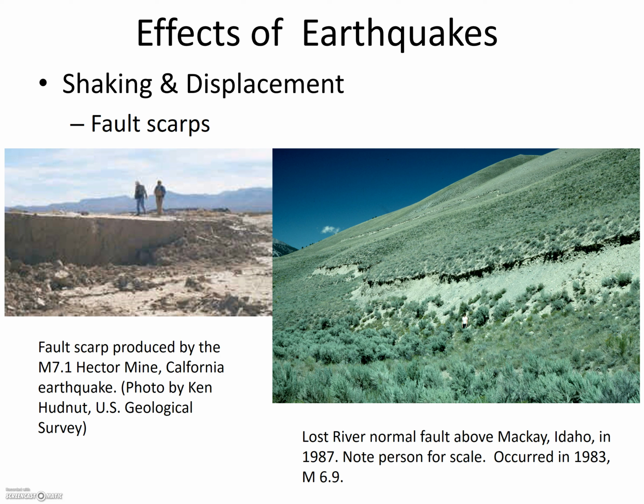Here are some images of fault scarps. A fault scarp produced by the moment magnitude 7.1 Hector-Mine California earthquake, and the Lost River normal fault above Mackay, Idaho in 1987. Note person for scale. The fault rupture occurred in 1983 with a moment magnitude of 6.9.